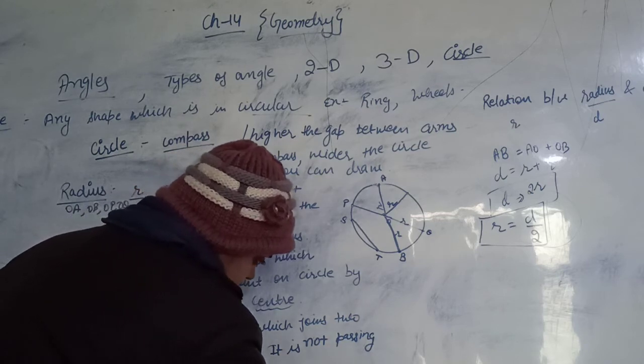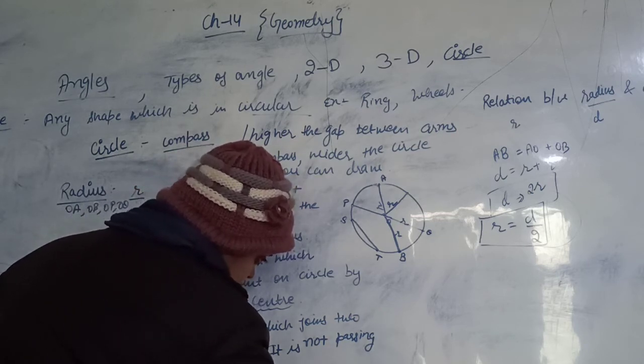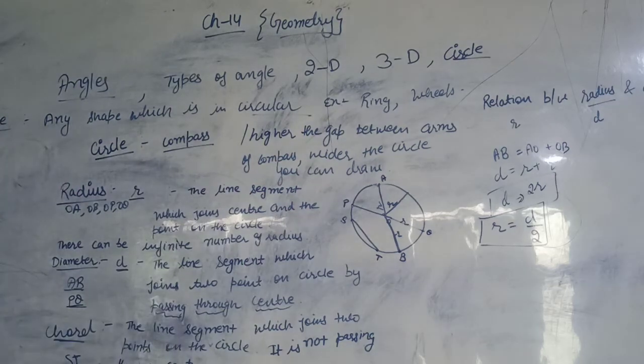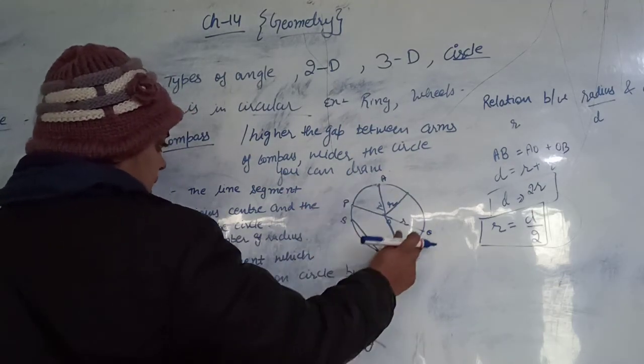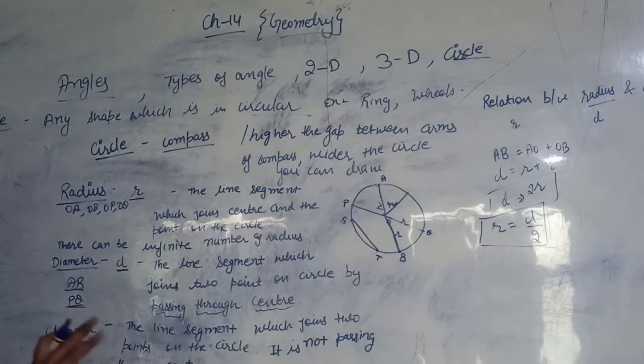Boundary of circle. Like perimeter of square, rectangle, same like that. In circle, what comes? Circumference. The length of the boundary of a circle is known as circumference. Means the total length of its boundaries only, that is circumference.